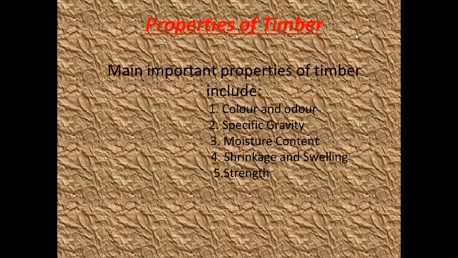If we talk about the property of color and odor, we may have a variety of colors present depending upon the source from which the wood is obtained. For example, walnut wood is typically dark brown in color. Likewise, softwoods like deodar or pine are light white in color. A few woods are immediately identified from the characteristic of smell, like teak wood, which has an aromatic odor.